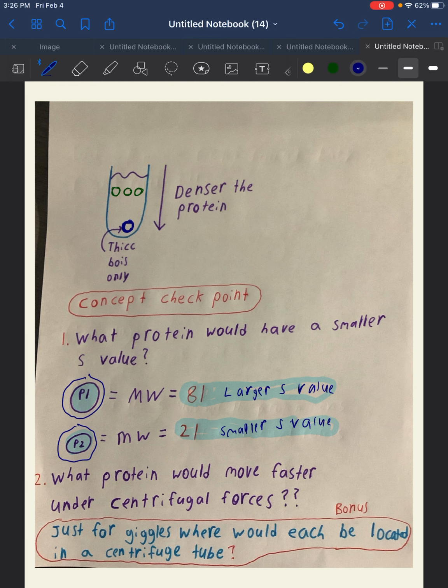I guess another way you could think of this is the larger the sedimentation coefficient, the more likely you are to be at the bottom of the centrifugation tube, and the smaller your S coefficient is, the more likely you are to be at the top of the centrifugation tube. And that's basically the concept to get out from that.